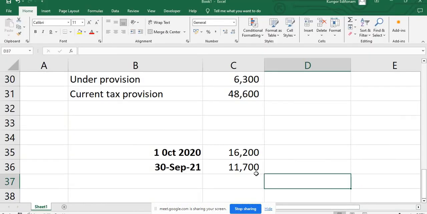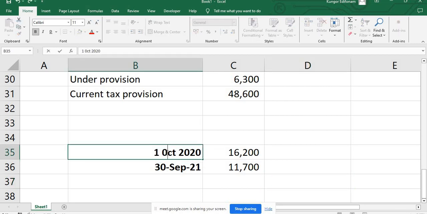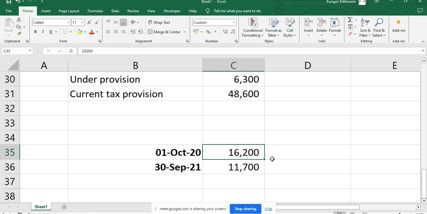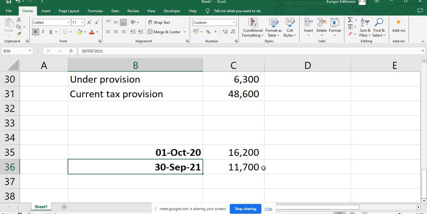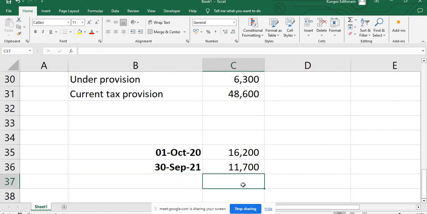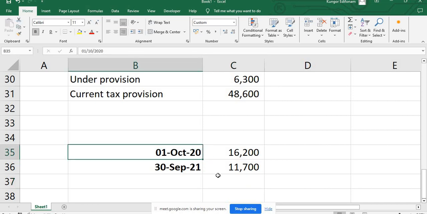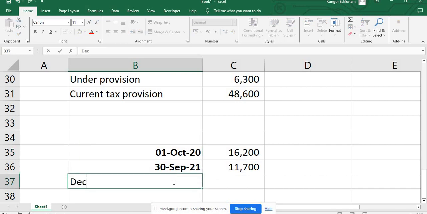All right, so that will be the start. So 1st October 2020. All right, so thank you for that. So now comparing the two, 1st October 2020 is the beginning. We were having 16,200, and then at the end of the year we had 11,700. So what is happening? Has there been an increase or a decrease? A decrease. Yes, thank you very much. So a decrease in deferred tax. Right.